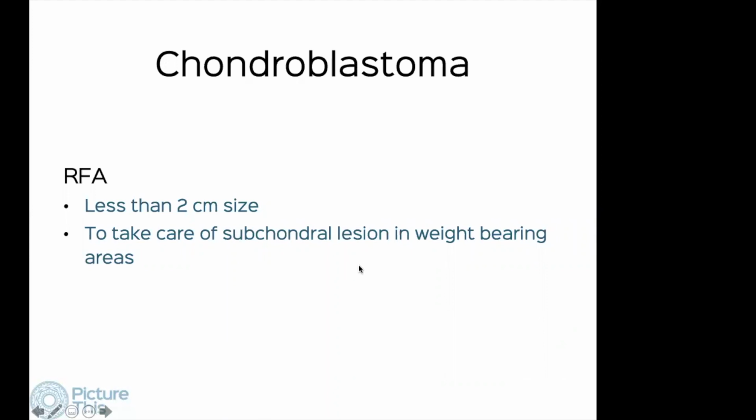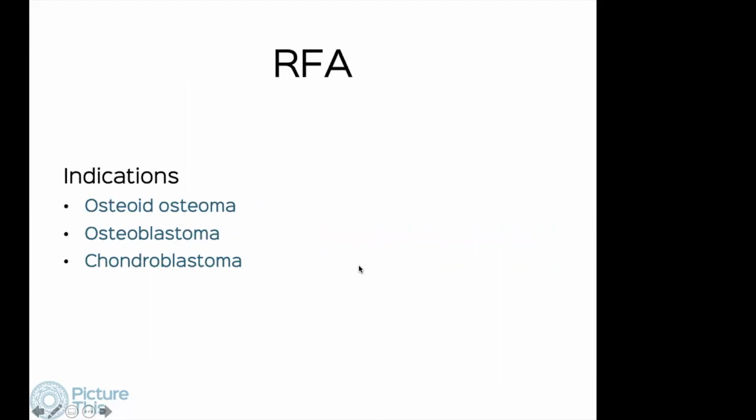And if it is in a weight bearing area, we just need to be a little careful to make sure we don't burn the articular cartilage in the weight bearing area. Otherwise, you can land up with chondral collapse and osteonecrosis. But otherwise, this is another indication. And I think we've ablated about 10 or 12 chondroblastomas in the last 5 to 6 years. They are not as commonly ablated as osteoid osteomas are, but then that's the indication as well.